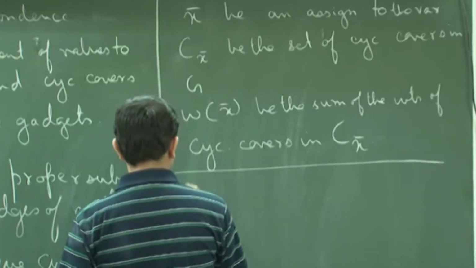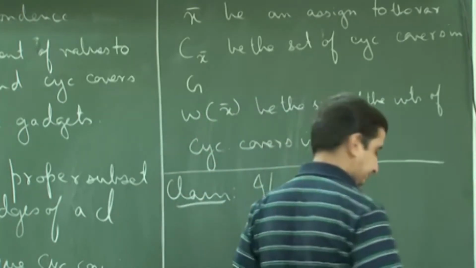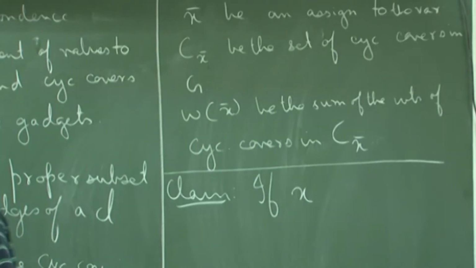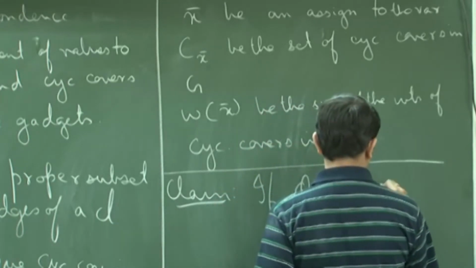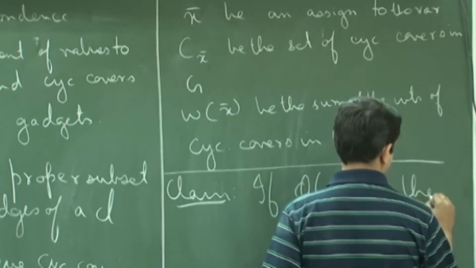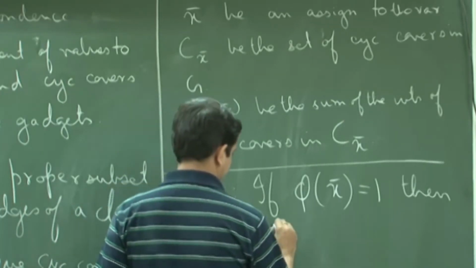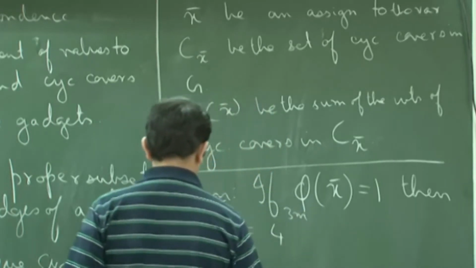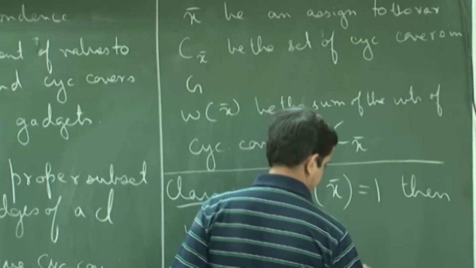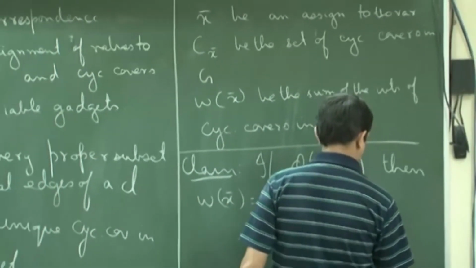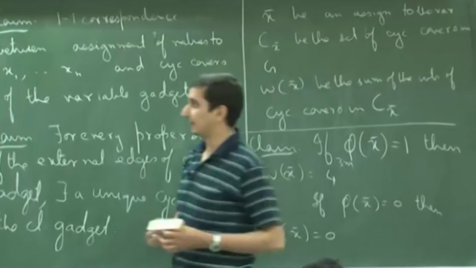So, the final claim is this: if phi of x bar evaluates to true, then W x bar is 4 to the power 3m, and if this evaluates to false, then it is 0. So, this is where we left yesterday.